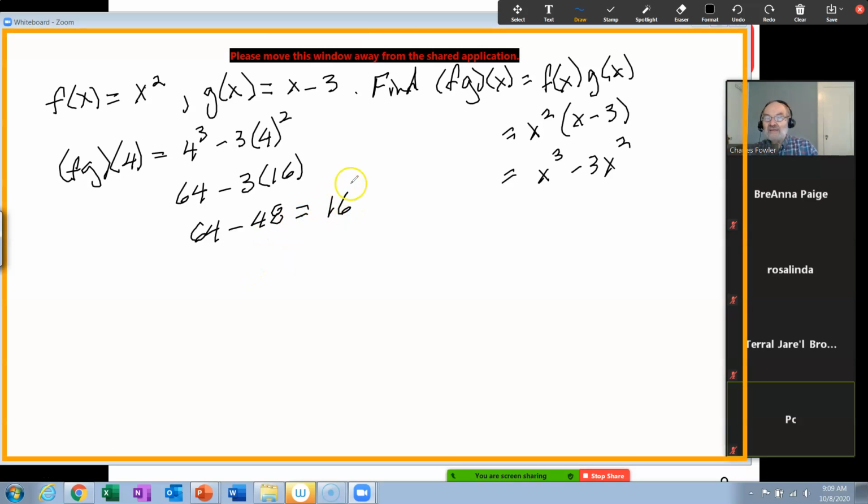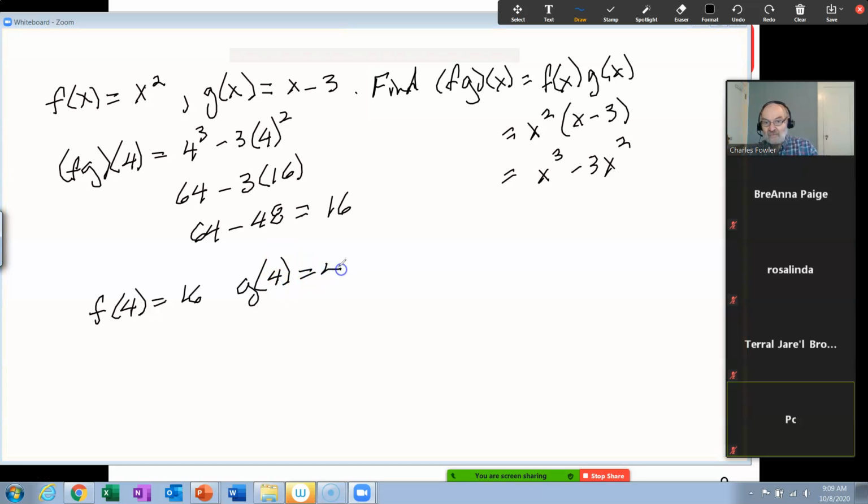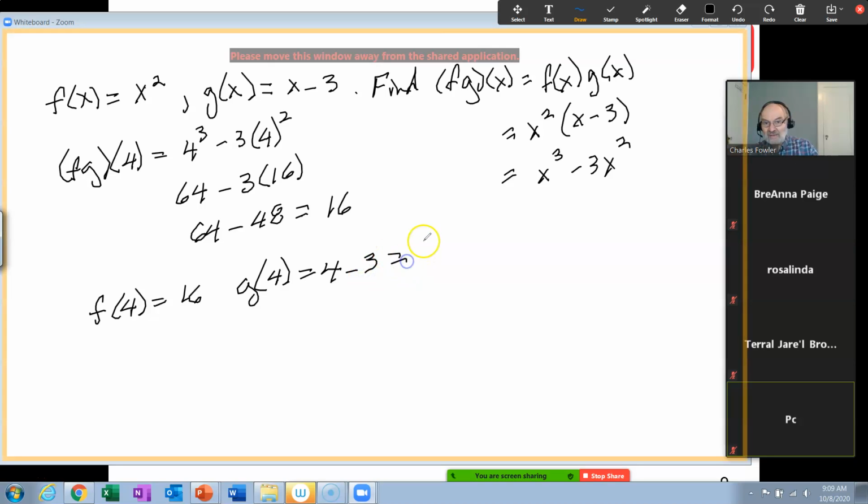All right, let's do it the other way. This is a good time. Let's do f of 4. Well, f is x squared, so that'd just be 16. And g of 4, that would be 4 minus 3. That's equal to 1. And 16 times 1 is 16.